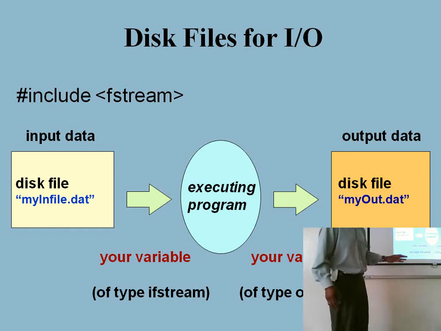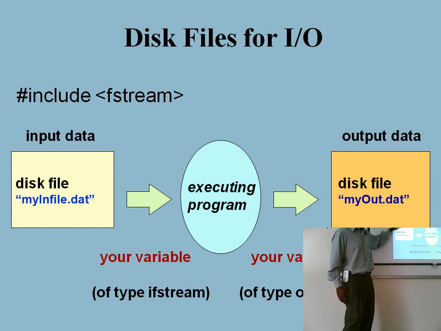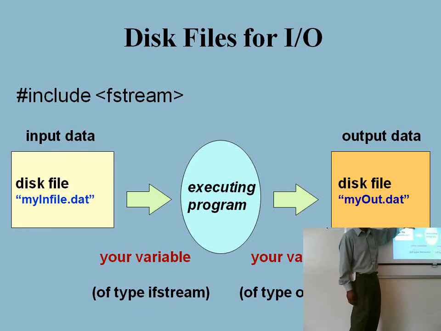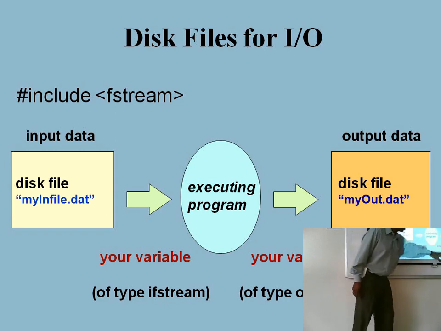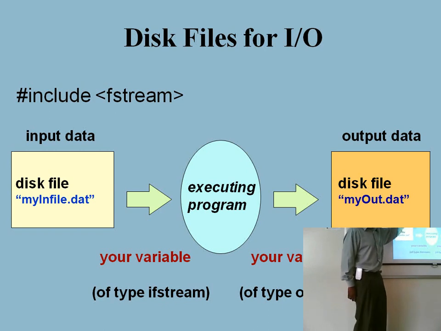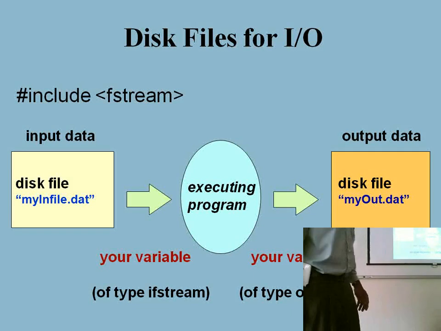So, as I promised, file I/O. Okay? You can have multiple input files, and you can have multiple output files. There's no limitation. Each file must have a distinct variable associated with it. It's called a file object, but for the time being, we'll call it a variable. It functions like a variable. And those types, specifically meaning istream, ifstream, and ofstream, are defined in the library fstream. So when you're using files, you've got to include fstream.